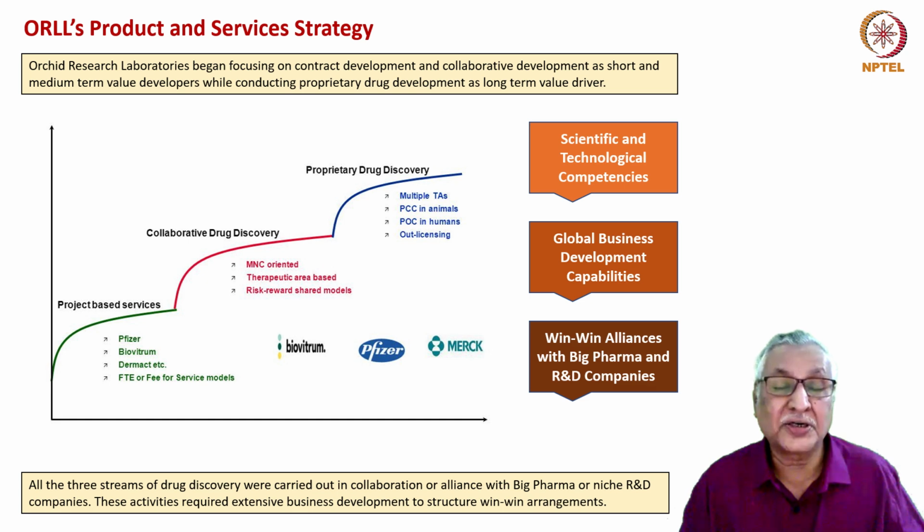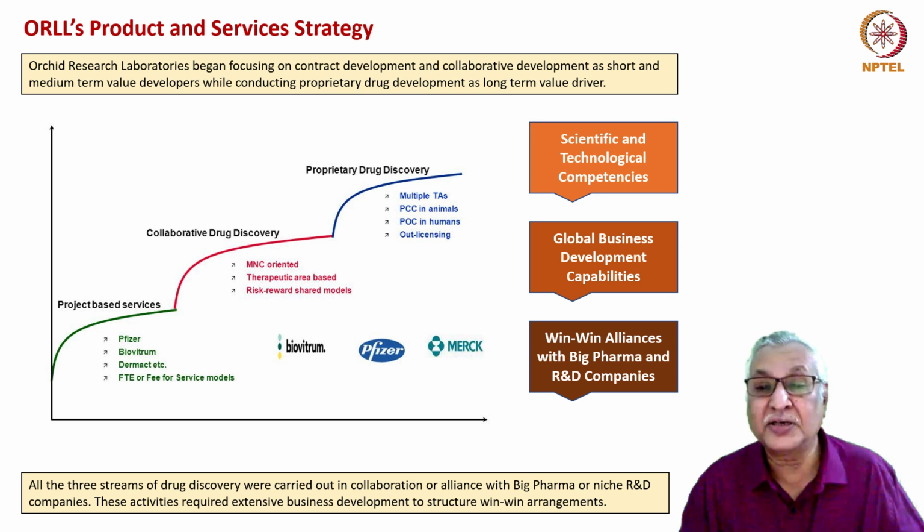Then the collaborative drug discovery constituted the second horizon. It was completely oriented towards multinational corporations. It was therapeutic area based and it shared risk and reward with the MNC sponsors. Then the proprietary drug discovery horizon, which is the third horizon, the long term horizon, considered multiple therapeutic areas focused on proof of concept in animals, proof of concept in humans, and out licensing.